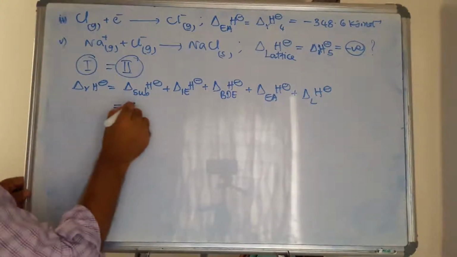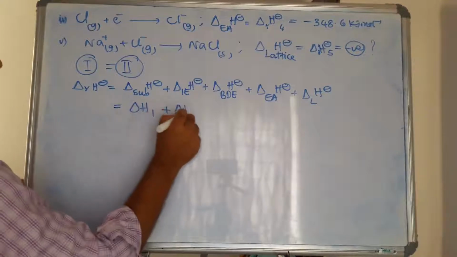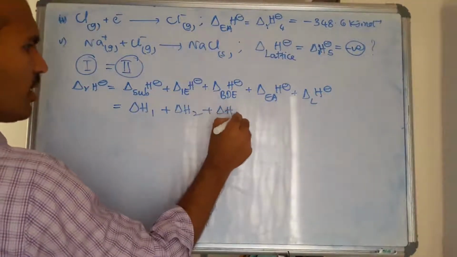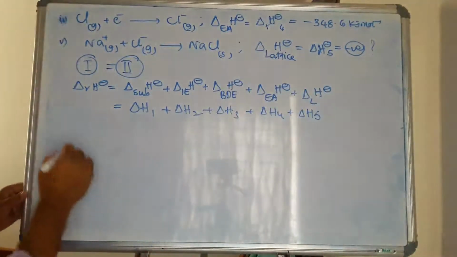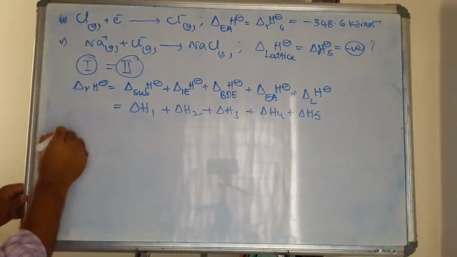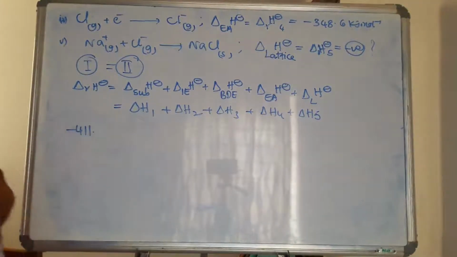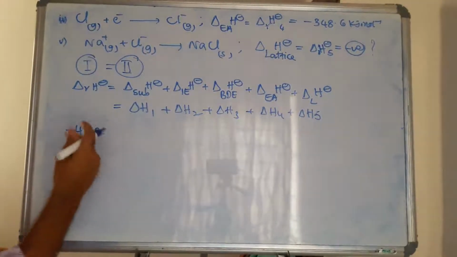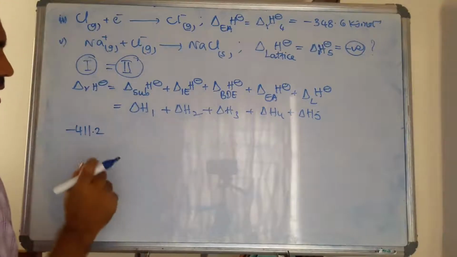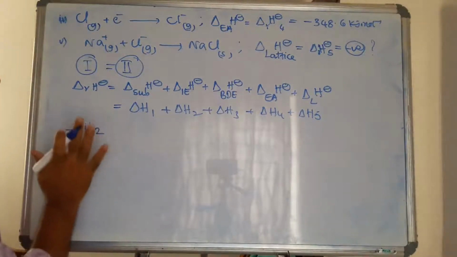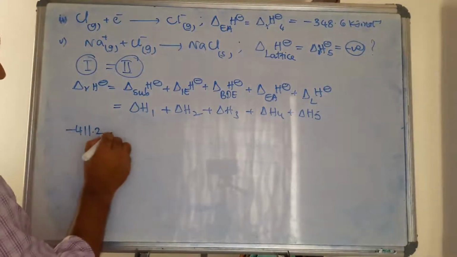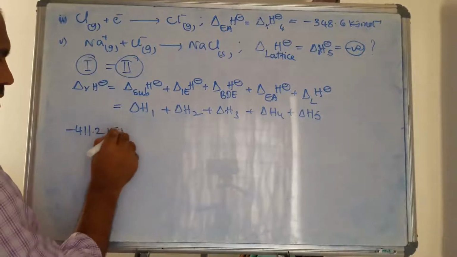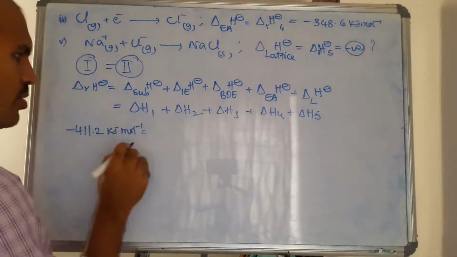Now this can be represented as delta H1, this is delta H2, this is delta H3, this is delta H4, this is delta H5. Now this value we know, minus 411.2. Each and every value you have to remember, 411.2 kilojoule per mole. I am not writing the unit now, later I will write the unit. So you write 411.2 in the examination, because it's important for board level also. 411.2 kilojoule per mole.